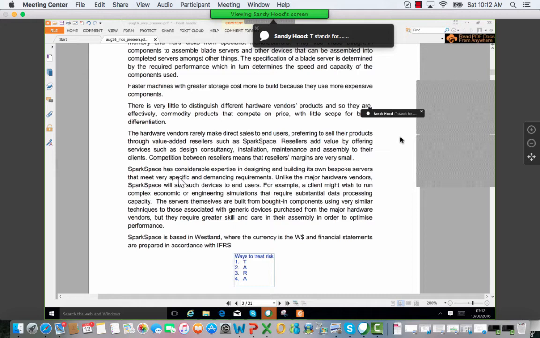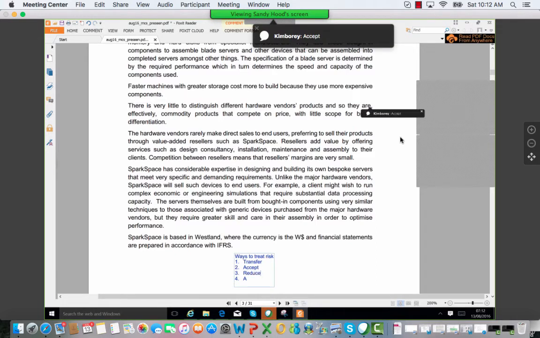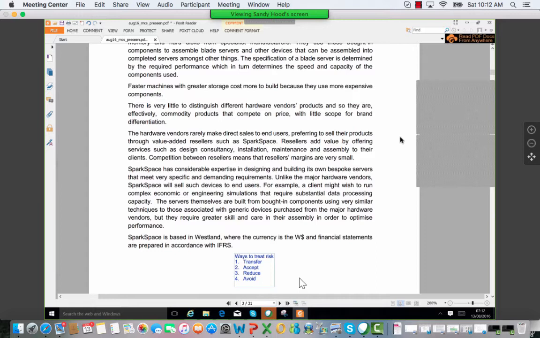Oh, brilliant. Oh, Suchi, you are my star performer today. Transfer. Okay, and Suchi, you are absolutely on the ball. Brilliant, absolutely well done. And reduce and avoid. Very, very good. Okay. And Kim, thank you very much. Well done. So we've had some good contributions there, and we have now got the 4 different ways in which we might treat risk.